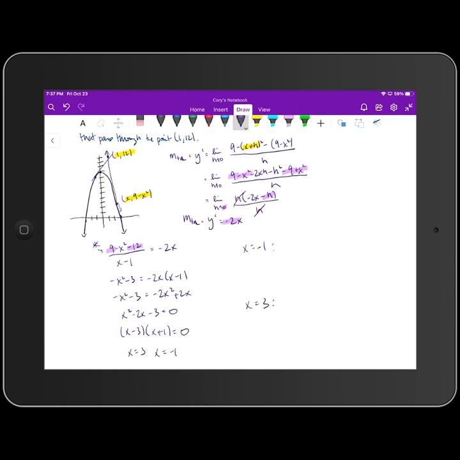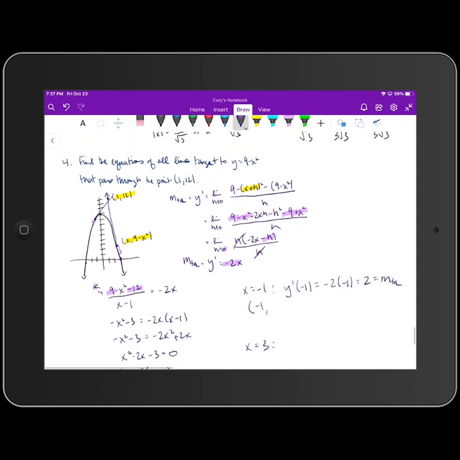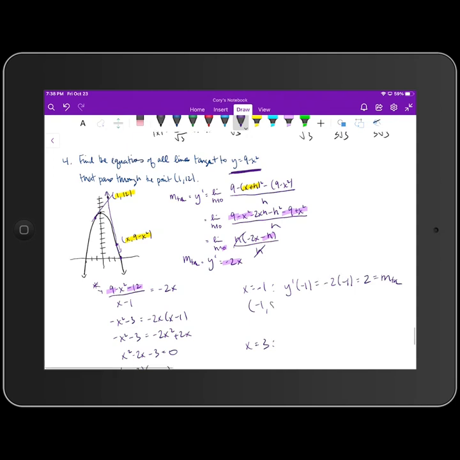Okay, so if I want to calculate the slope of the tangent line, the best way for me to do that is to evaluate y prime at negative 1. So y prime of negative 1 will be negative 2 times negative 1, which is going to make the slope of the tangent line 2. And then our point of tangency, when our x-coordinate is negative 1, I can plug that into my original function, and that's going to make the y-coordinate 9 minus negative 1 squared, which is 9 minus 1, which makes the y-coordinate 8.